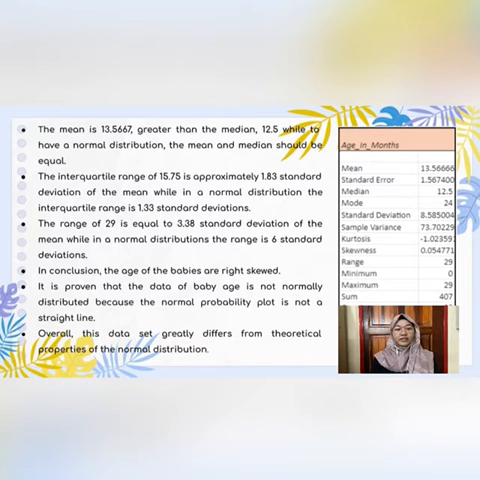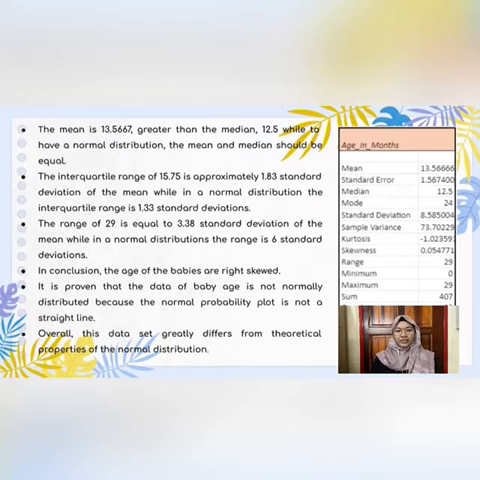By referring to the descriptive statistic that has been constructed, we can see that the mean is 13.5667, greater than the median 12.5. While to have a normal distribution, the mean and median should be equal. The interquartile range of 15.75 is approximately 1.83 standard deviation of the mean, while in a normal distribution, the interquartile range is 1.33 standard deviation. The range of 29 is equal to 3.38 standard deviation of the mean, while in a normal distribution, the range is 6 standard deviation.